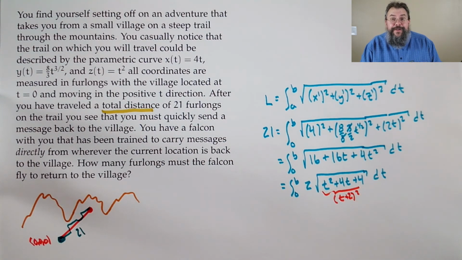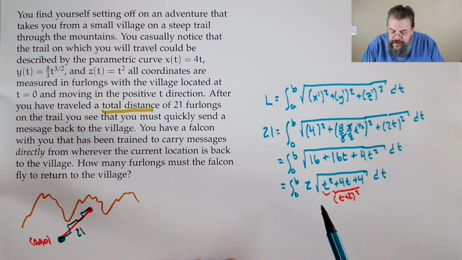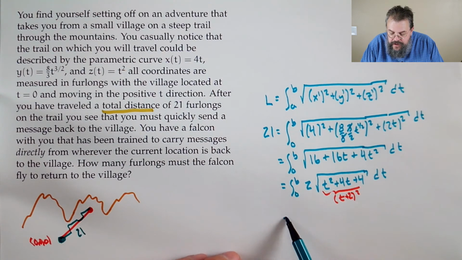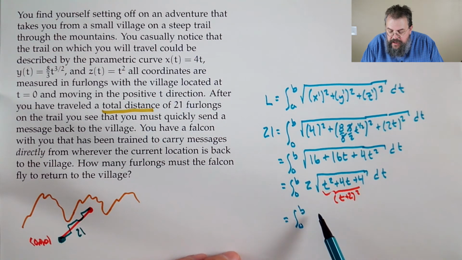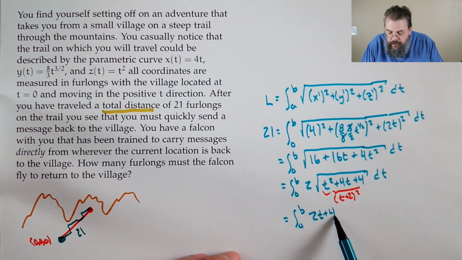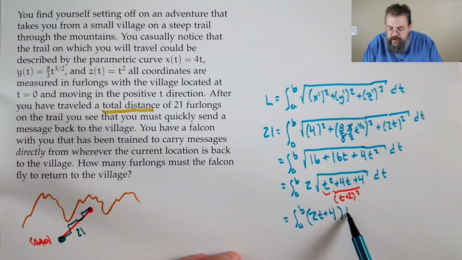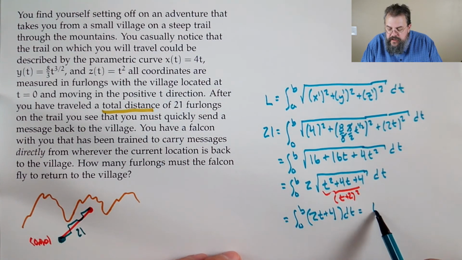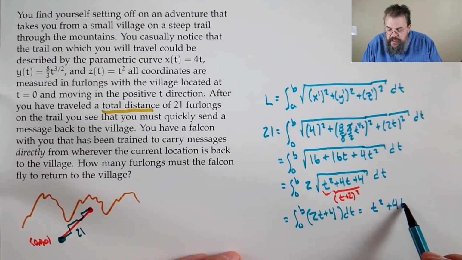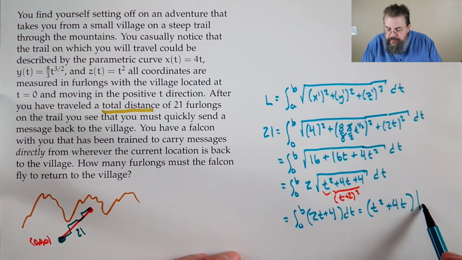So we can take the square root very simply, a very beautiful square root. We don't need to worry about absolute value, everything here is positive, since t is greater than or equal to 0. So 2 times (t plus 2), which really becomes the integral from 0 to b of 2t plus 4. Great, that's t squared plus 4t, and we need to evaluate from 0 up to b, which becomes b squared plus 4b.